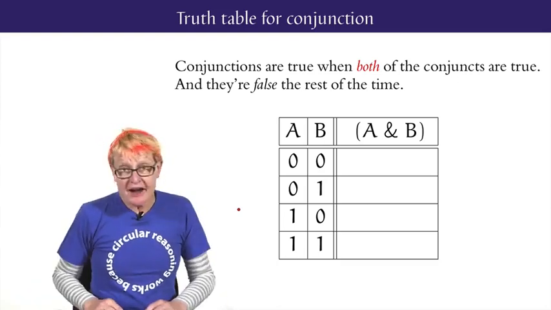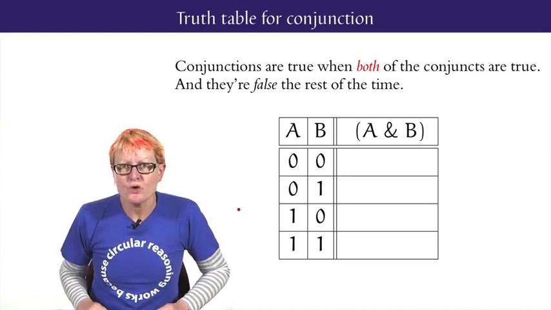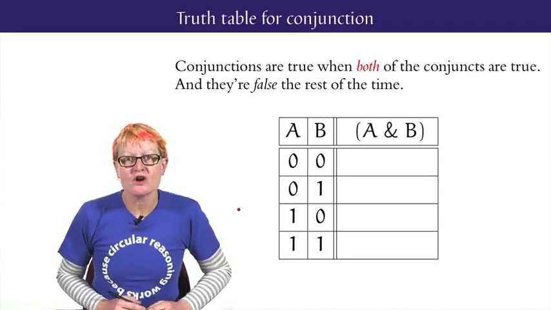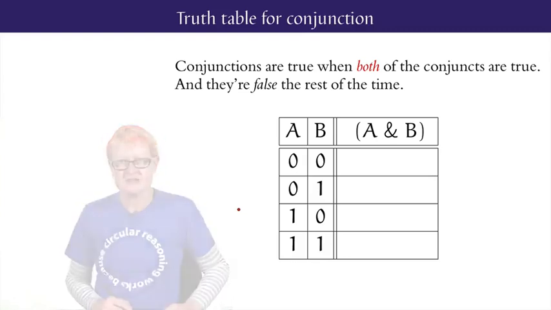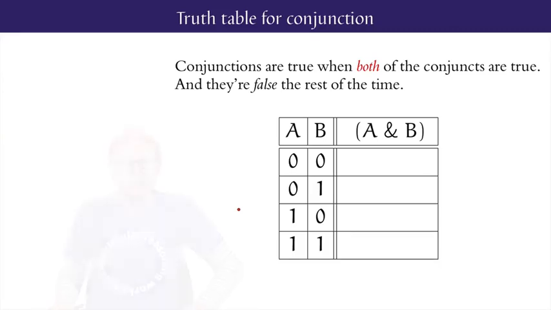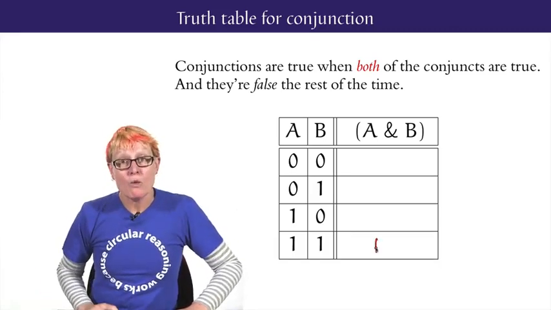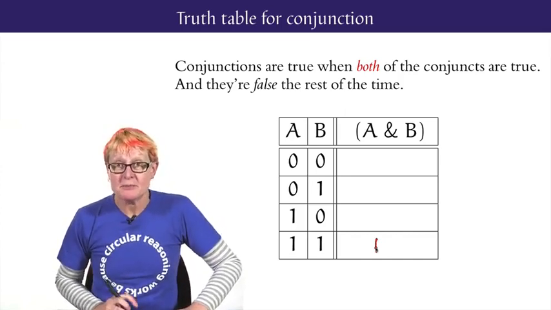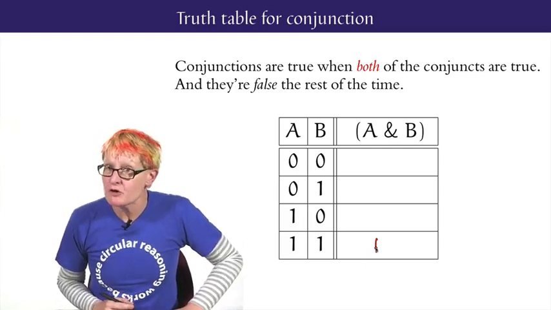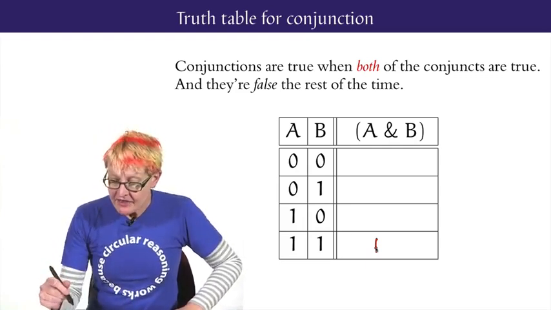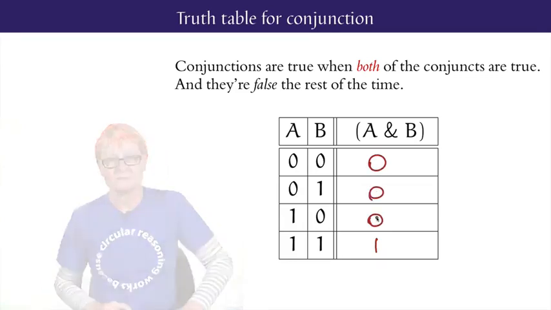For the first of the binary connectives, let's look at conjunction. A conjunction is true exactly when both of the conjuncts are true and false in all other circumstances. In the table, we have both A and B true in the last row, giving us a 1 for the conjunction A and B. While in the other three rows, where at least one of A or B is false, we will get the conjunction evaluating to 0 or false.